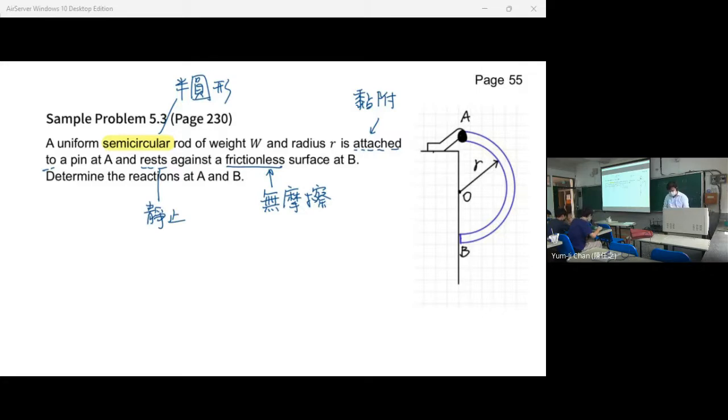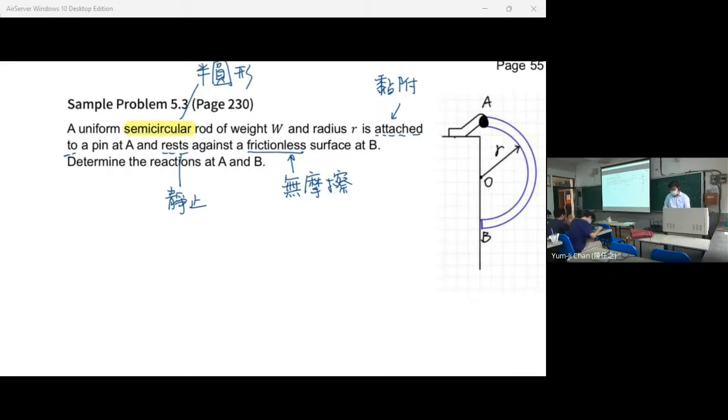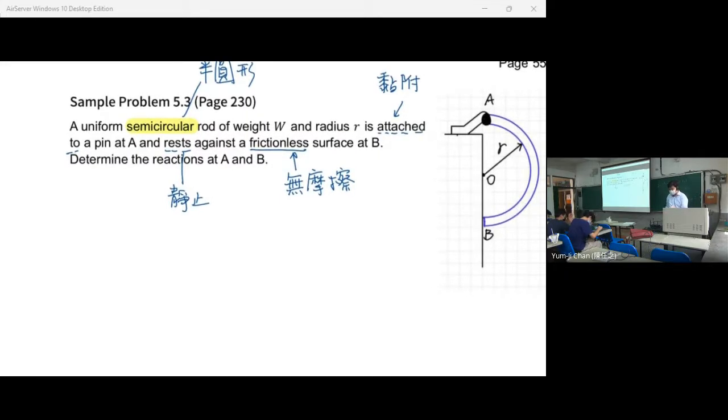Now, so we go on with solving the problem. This is because it is at equilibrium. It's at rest and it is at equilibrium. So before we write some equations, we need to draw a free-body diagram. Here, the free body diagram looks like this, and the free body is of course the semicircular rod.